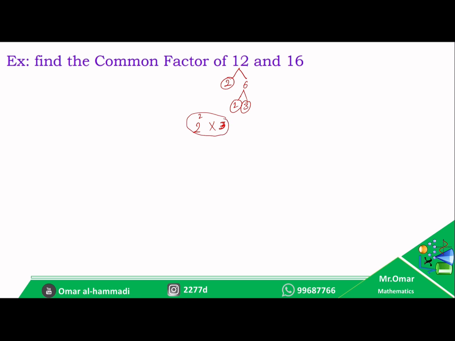And what about 16? Is divided by 2, for example. It will be 2 multiplied by 8. 2 is a prime number. 8 divided by what? By 2 again. 2 multiplied by 4. 4 is what? 2 multiplied by 2. That's it. So how many 2's? 1, 2, 3, 4. 4 times. So 2 to the power 4, sorry.